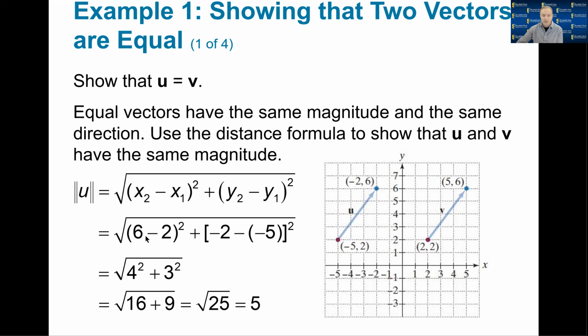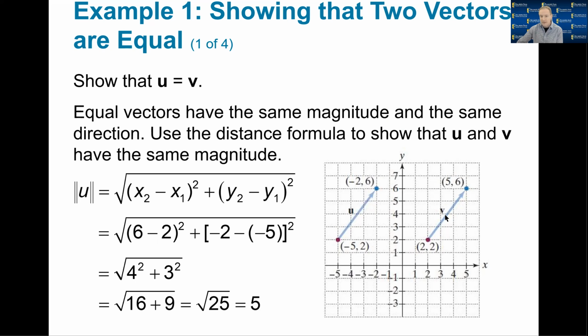You can say, well, the change in the y components is 4. We'd square that out. Change in the x components, -2 plus 5, it's going to give me it's changing 3 units. And you could say, well, all right, then it's 4 squared plus 3 squared, which gives me the square root of 25. I know that vector u has a magnitude of 5.